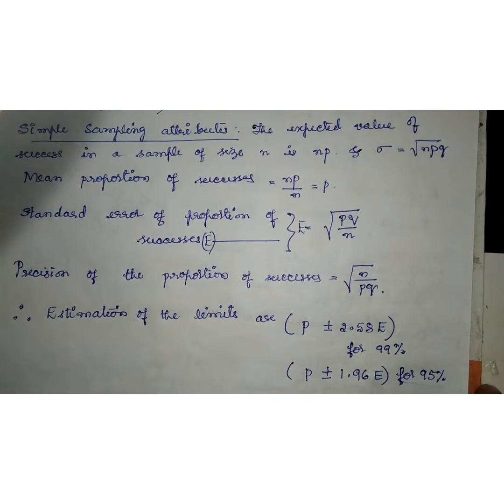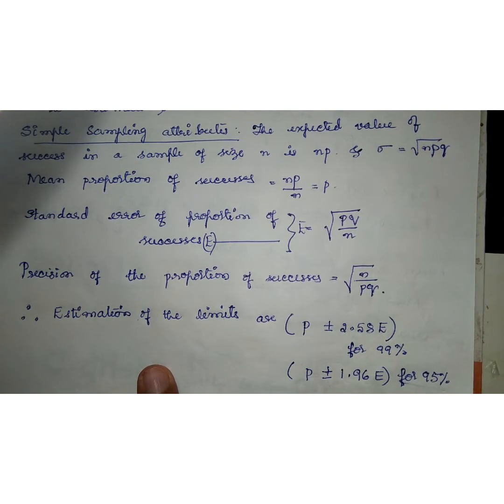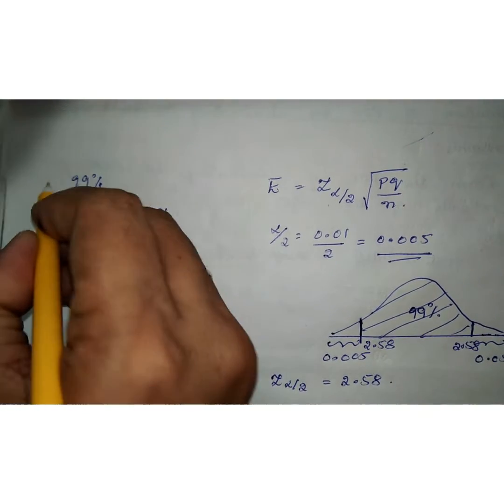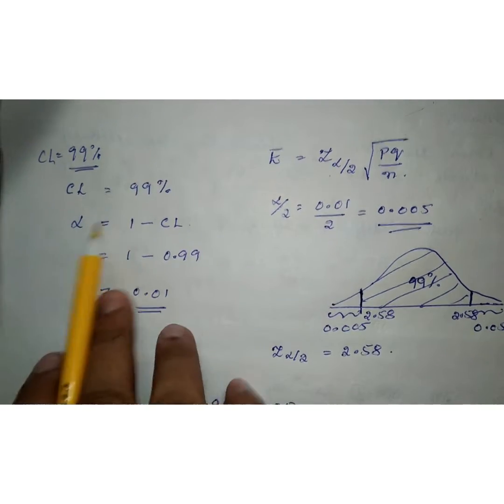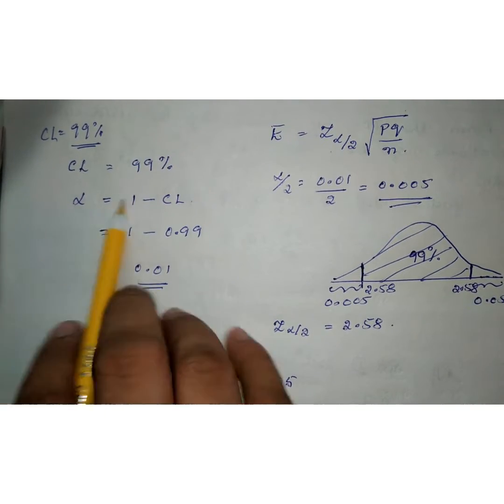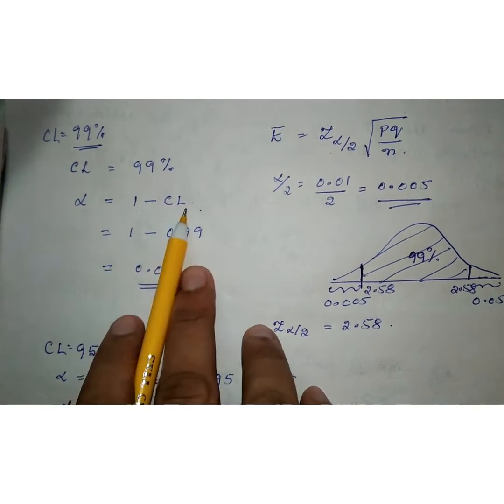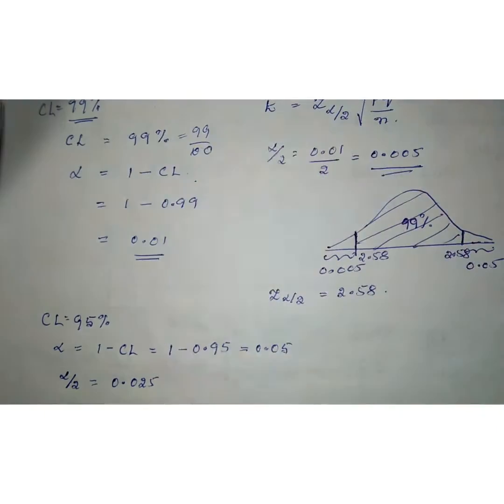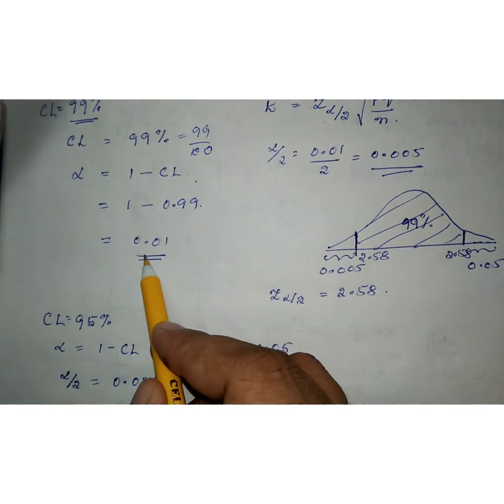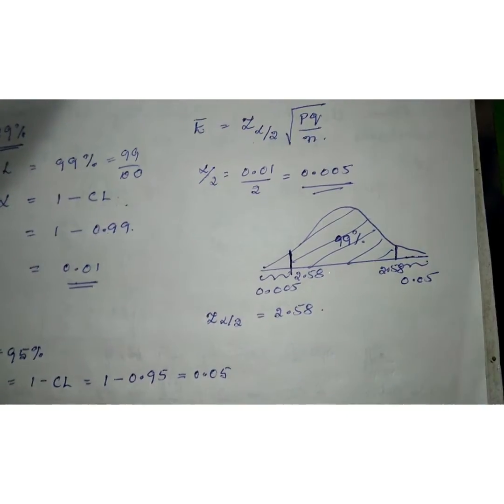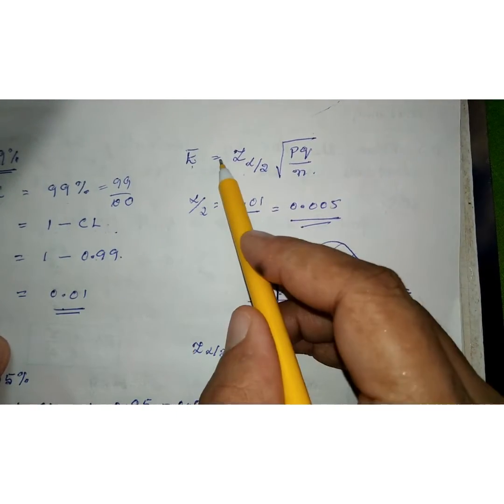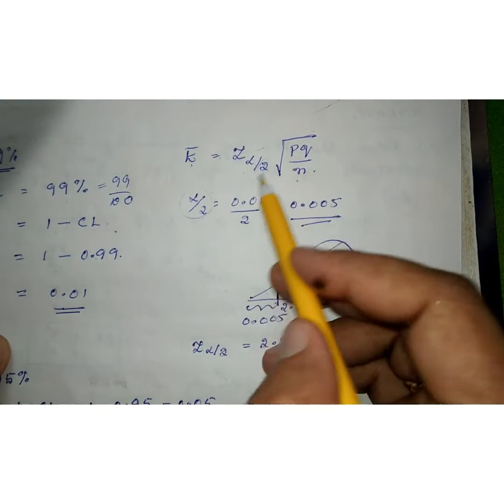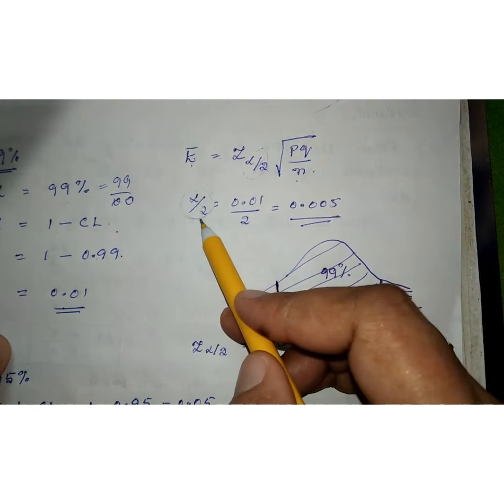We'll just learn it from the normal distribution table. Whenever the confidence level is 99%, we take alpha as 1 minus the confidence level. So I can write 99% as 99 by 100, which is 0.99, so you get the alpha value as 0.01. And here the actual formula is error equal to z alpha by 2 into square root of pq by n. So here we need to find the z value for the respective alpha by 2 value.